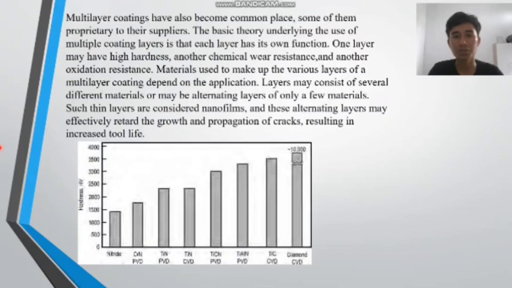Materials used to make up the various layers of a multi-layer coating depend on the application. Layers may consist of several different materials or may be alternating layers of only a few materials. Such thin layers are considered nanofilms, and thus alternating layers may effectively retard the growth and propagation of cracks, resulting in increased tool life.